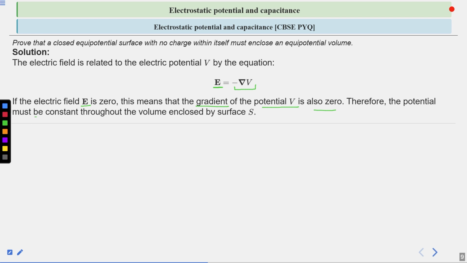Therefore the potential must be constant throughout the volume enclosed by the surface S. So dV equal to 0 means that V inside the equipotential surface we took initially is constant. Over the volume enclosed by this equipotential surface with no charge, there is constant potential inside the body, in the bulk of the body. That means an equipotential surface must enclose an equipotential volume.